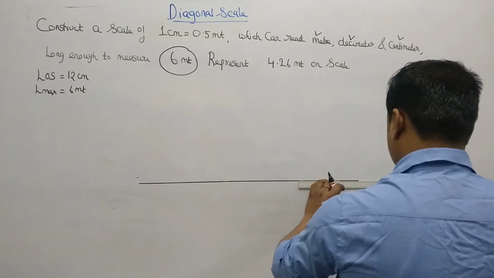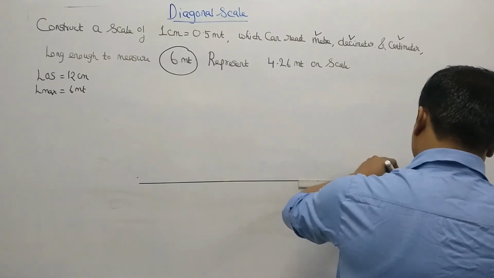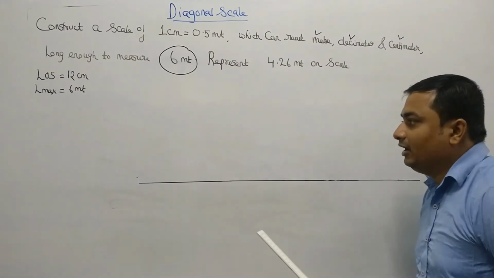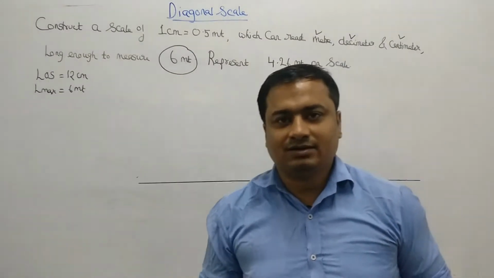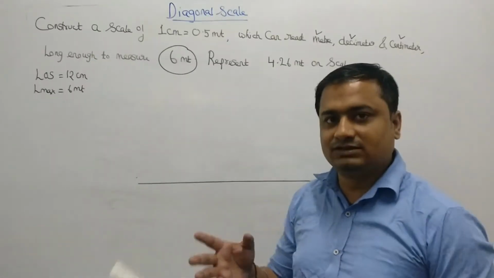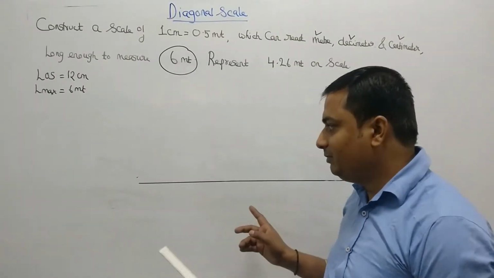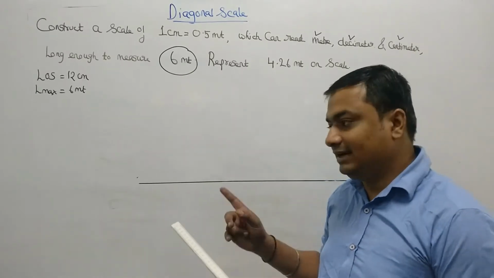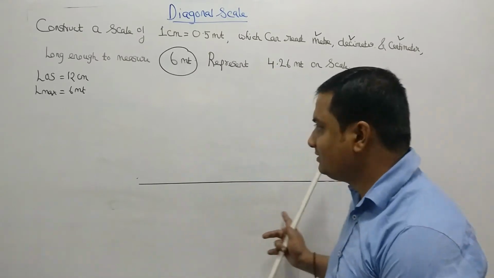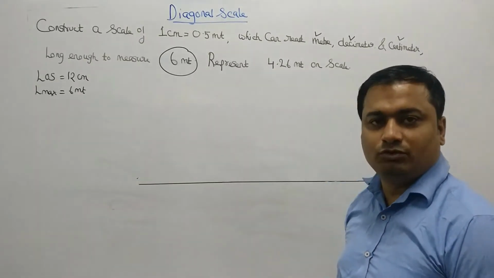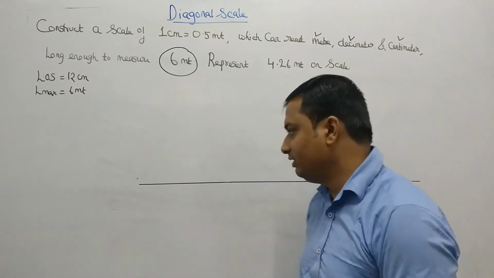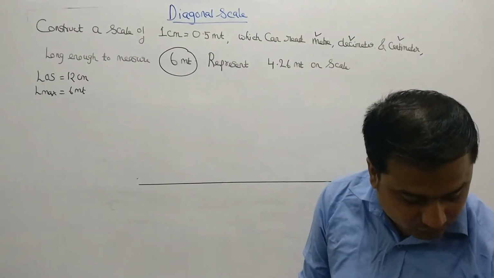Now let's extend this line because again we have to divide into equal number of parts. Now divide this line into 6 equal parts. Now this line is 12 centimeter, but this line is representing 6 meter. As we have discussed in the plain scale also, the line will be of length of scale in centimeter, but that is going to represent the L max. So this line is representing the 6 meter. If we want to represent 1 meter, we are going to divide this line into 6 equal parts.